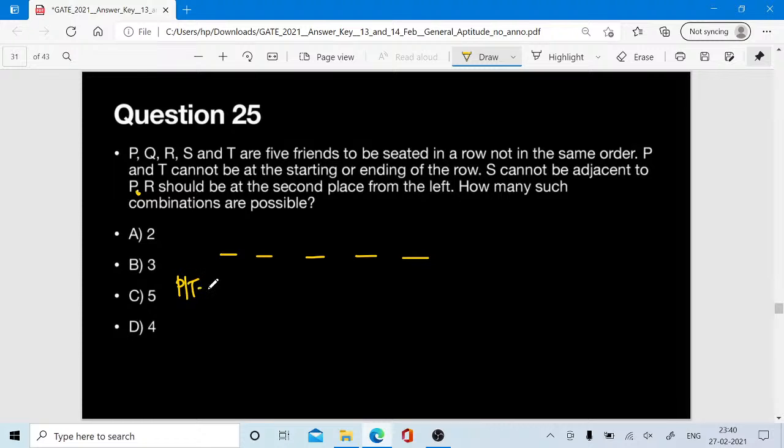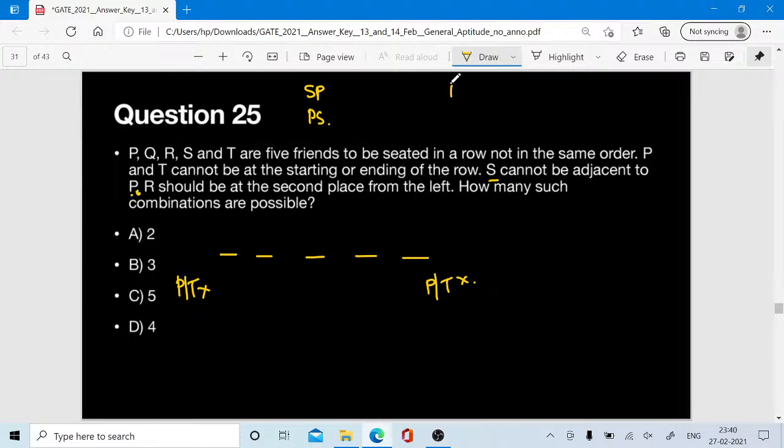So P and T cannot be at this place, they cannot be at this place, yes, that they have told. S cannot be adjacent to P, so S and P or P and S cannot come together.